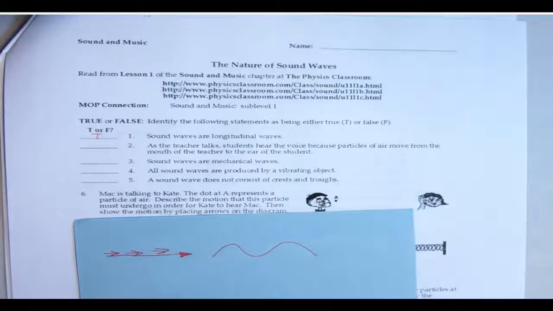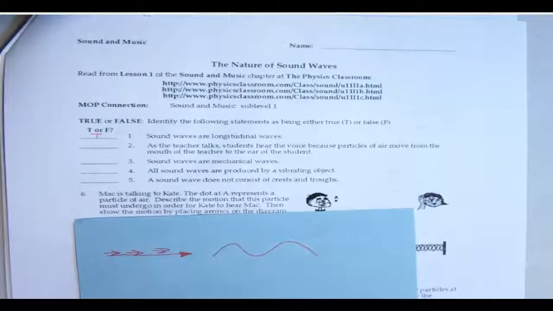All right, as a teacher talks, students hear voice particles. Hear the voice because particles of air move from the mouth of the teacher to the ear of the student. First of all, how gross would that be? Even if you're in the back of the room, I'm talking to you, and like my air inside my mouth, my breath is going in your ear. Wouldn't that like suck? That would be kind of gross, right? So no, that's not true.